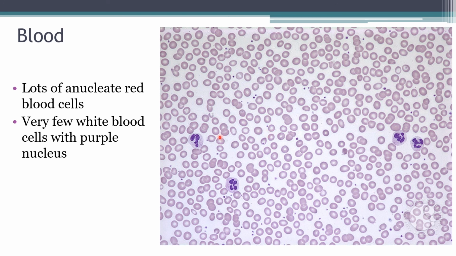Okay? The other cells that you see in blood are going to have a purple nucleus. So that'll be just the 4 cells that you see with the purple nucleus. These are actually your white blood cells or leukocytes. White blood cells or leukocytes are the only nucleated cells in blood. Red blood cells are never nucleated. So if you see a purple nucleus, that's a dead giveaway that you're looking at a white blood cell, not a red blood cell.